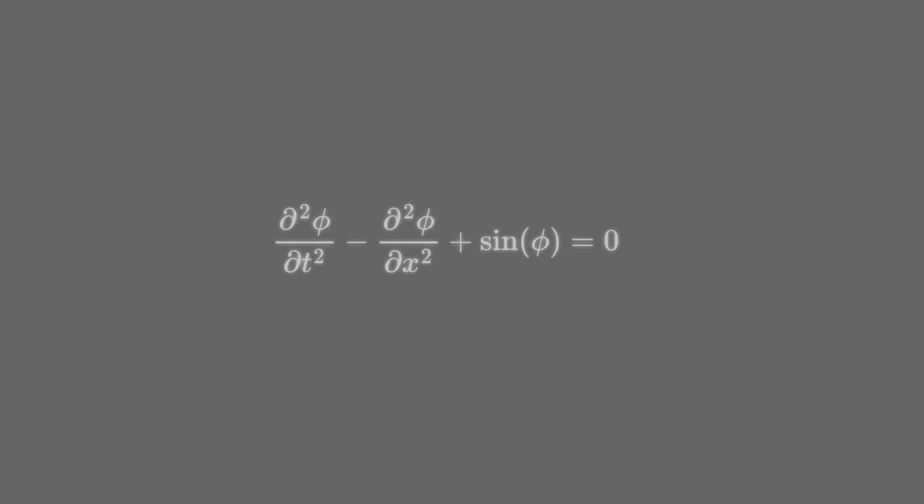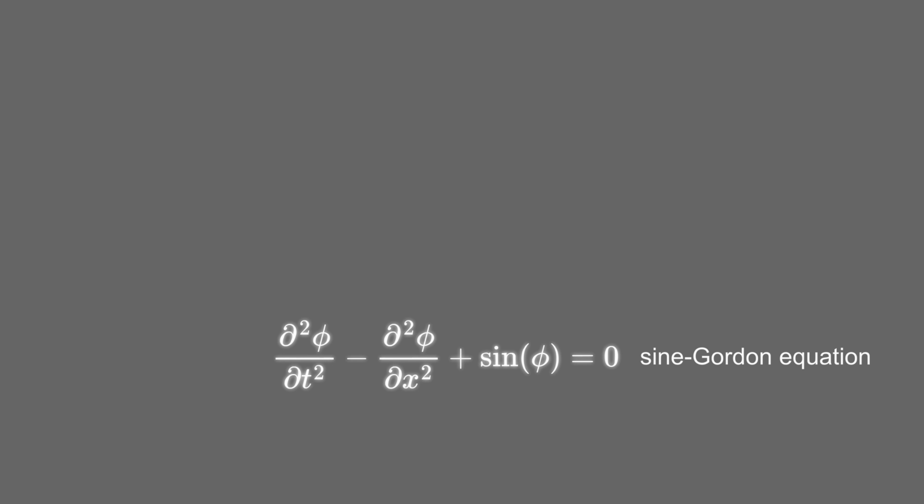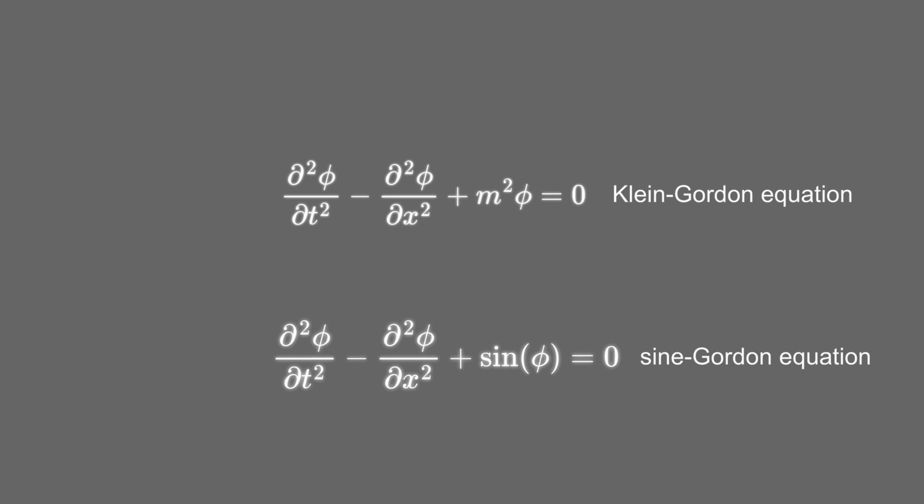So the result is an equation, and this is how it looks. It's called the sine-Gordon equation due to its similarity with the very famous Klein-Gordon equation. This equation, the sine-Gordon equation, completely describes the behavior of the lattice.